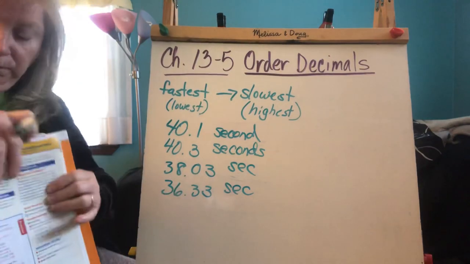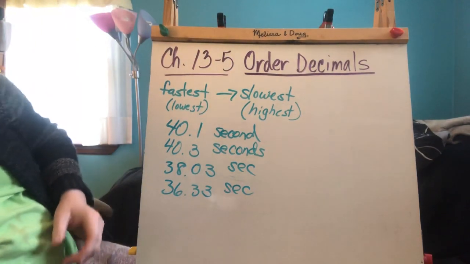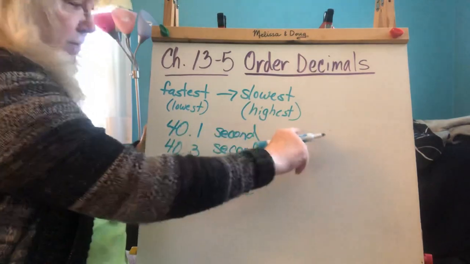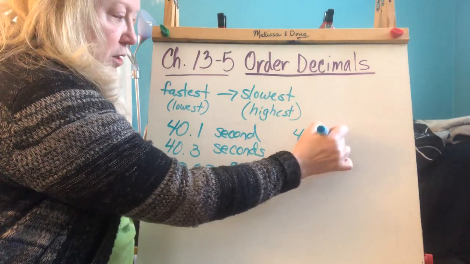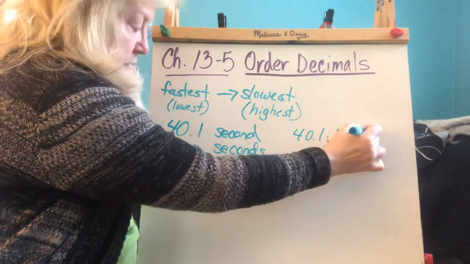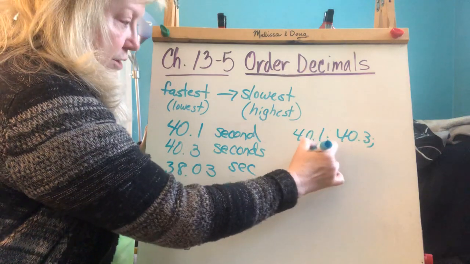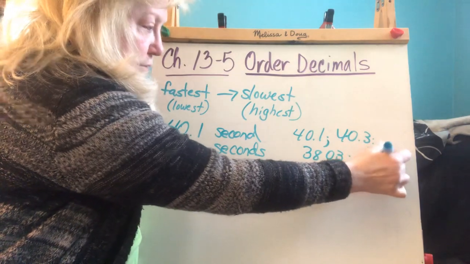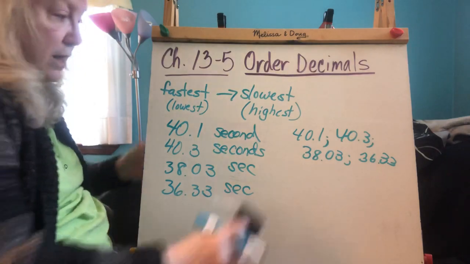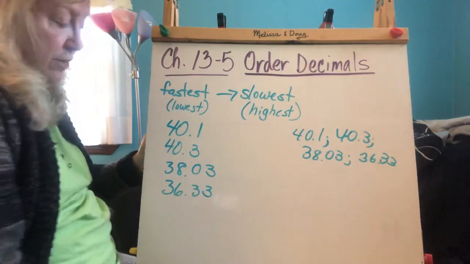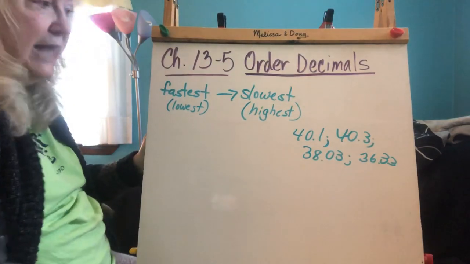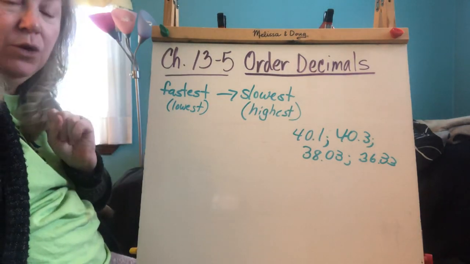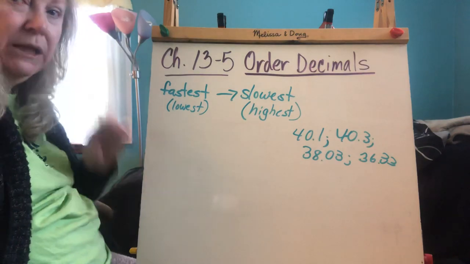Alrighty. So, if you were given these in a whole row, it would be 40.1 semicolon, 40.3 semicolon, 38.03 semicolon, and 36.33. And you would rewrite them this way, okay? I am going to erase the word seconds because I don't have a lot of room. And I'm going to rewrite these in such a way that they're all in alignment by their decimal point, because that's the first thing you always have to do, is you have to put them hamburger style into alignment.